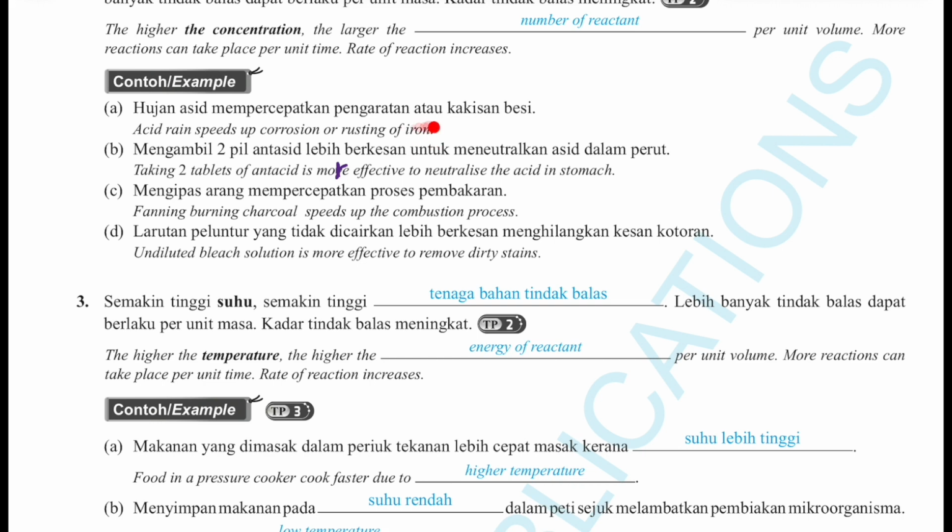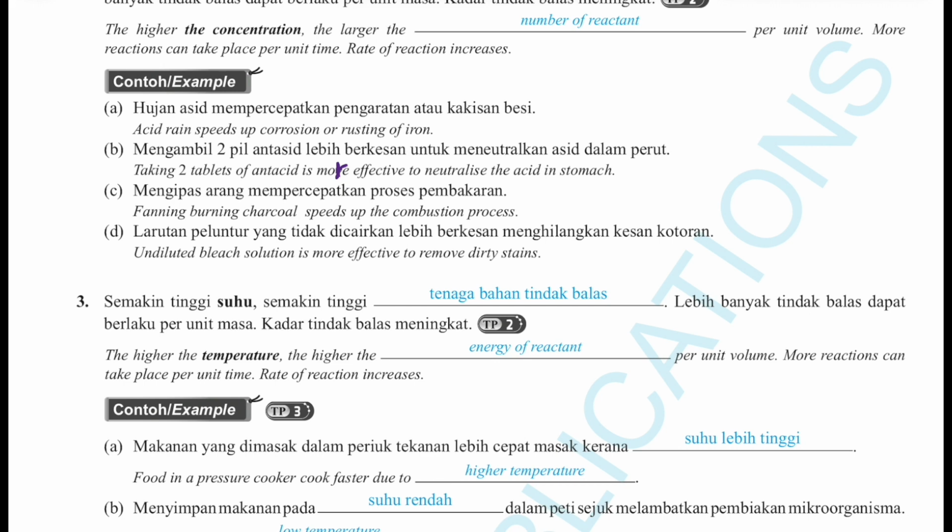Ingat lagi tak pasal rusting karat tu? So karat itu dia boleh berlaku apabila ada air, ada oksigen. Okay, ada air dan oksigen ya. Dia berlaku apabila ada air dan oksigen. Jadi acid rain ni dia akan mempercepatkan proses pengaratan ya. Kalau kita biarkan, dia akan terdedah kepada air dan juga oksigen. Tapi acid rain ini dia akan mempercepatkan tindak balas.